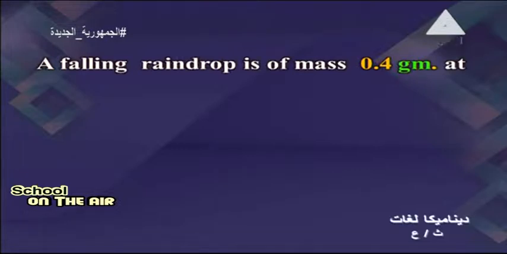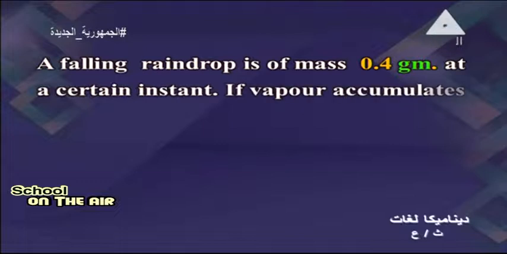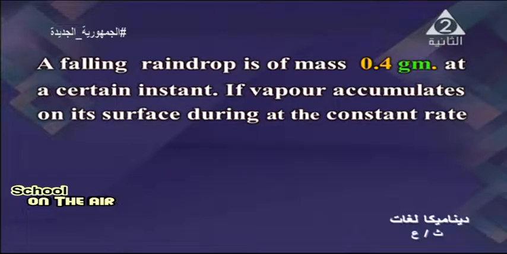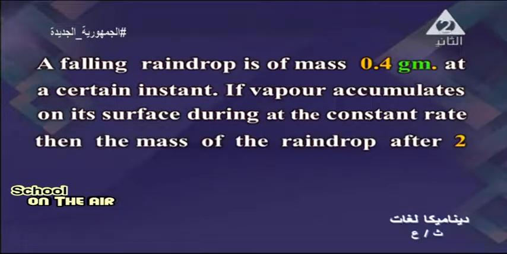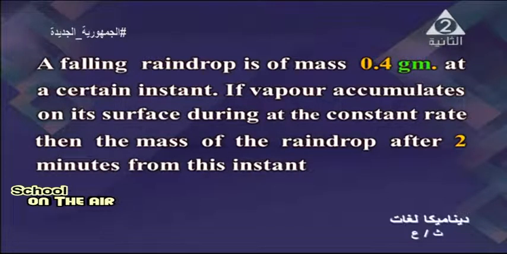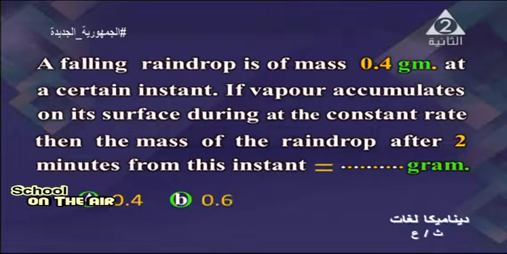A falling raindrop of mass 0.4 gram at a certain instant. If vapor accumulates on its surface at a constant rate, then the mass of the raindrop after 2 minutes from this instant equals 0.4, 0.6, 1, or 2 gram.